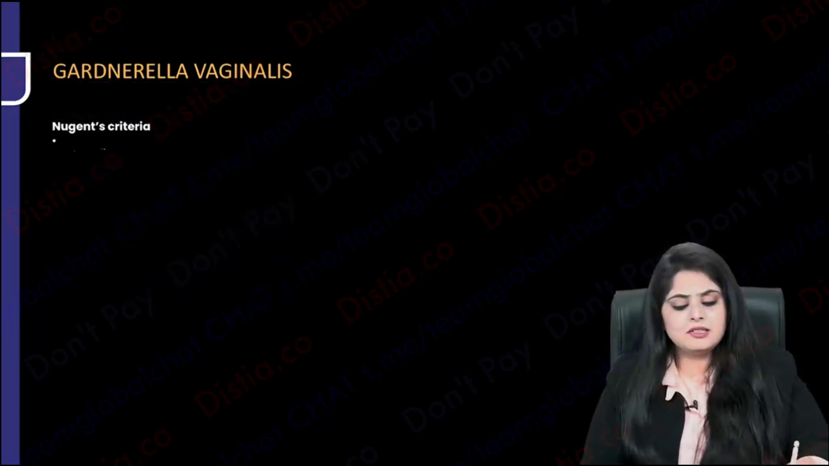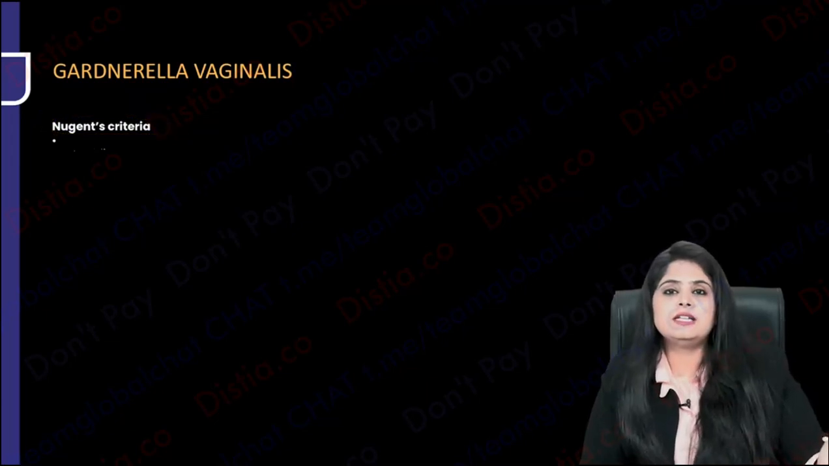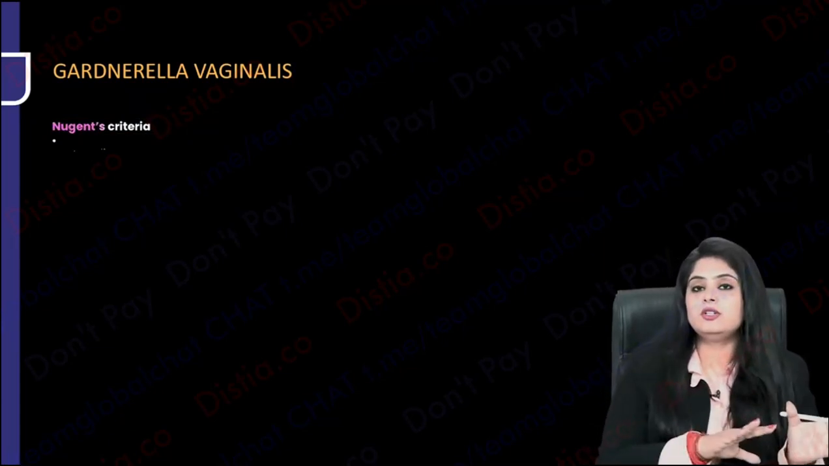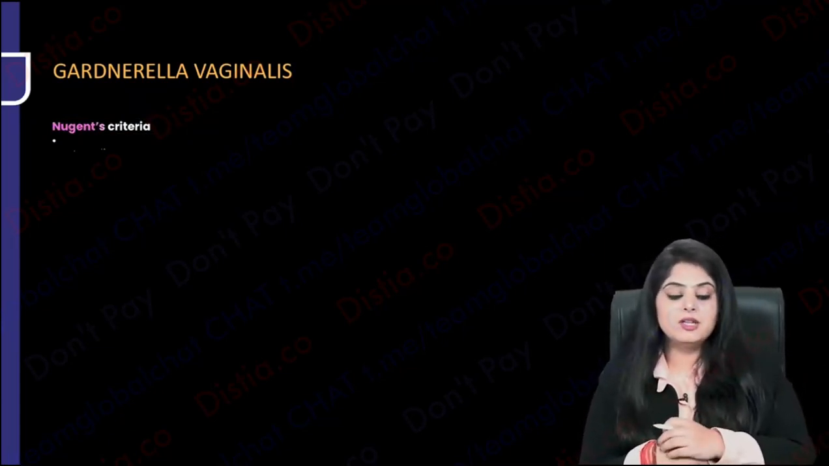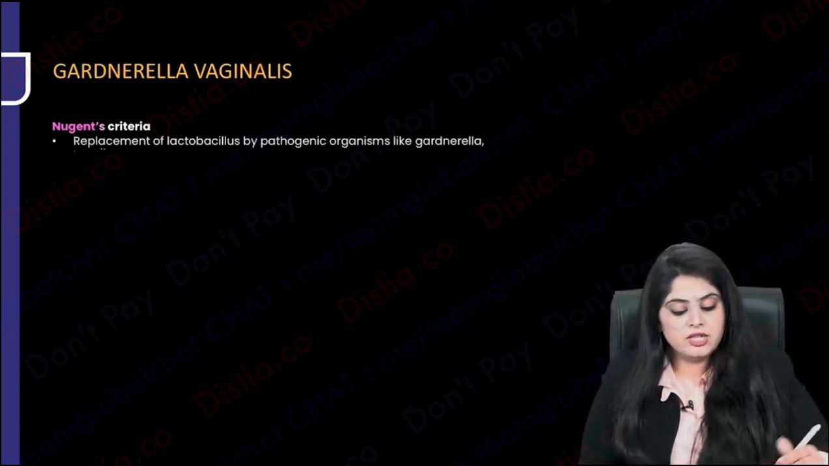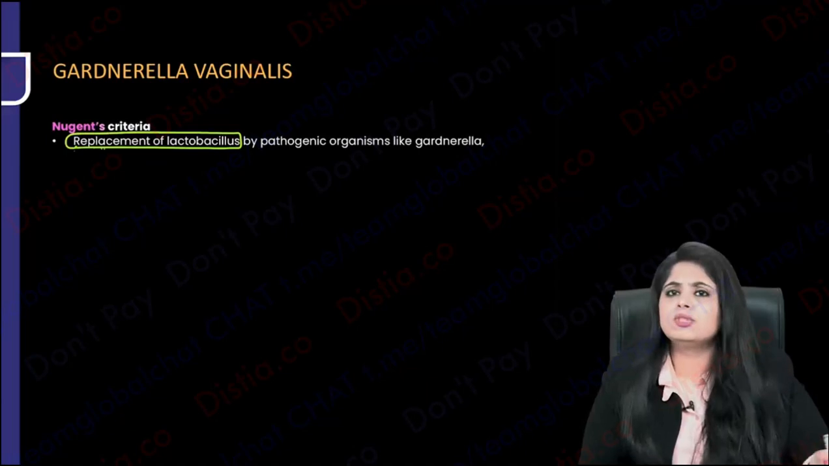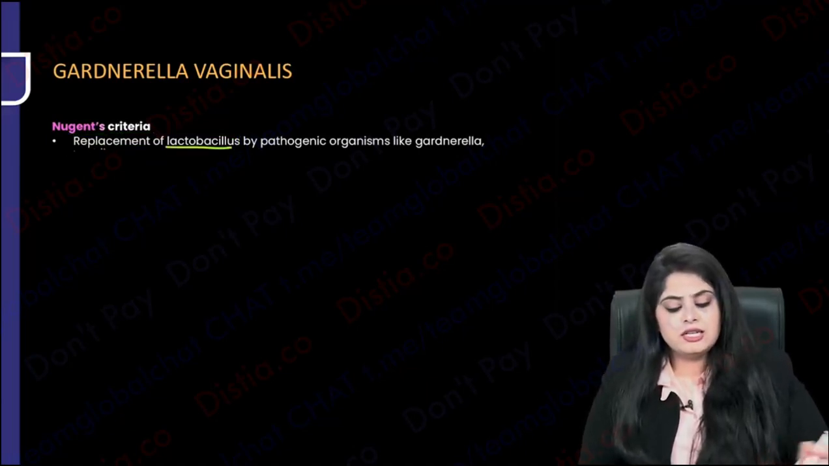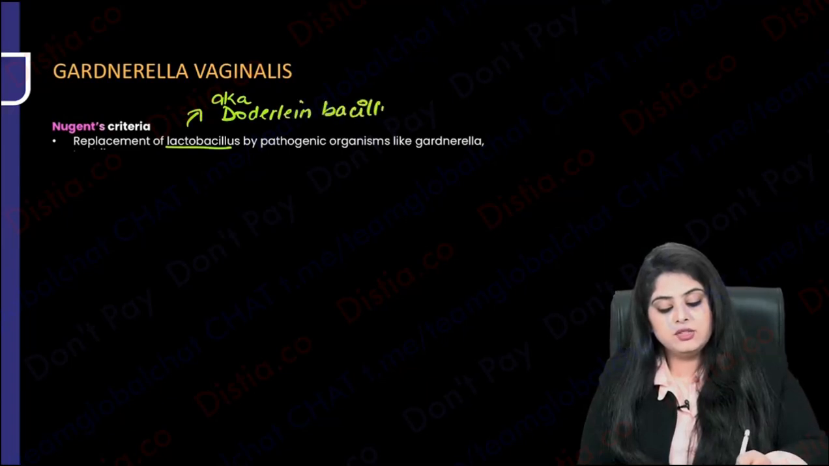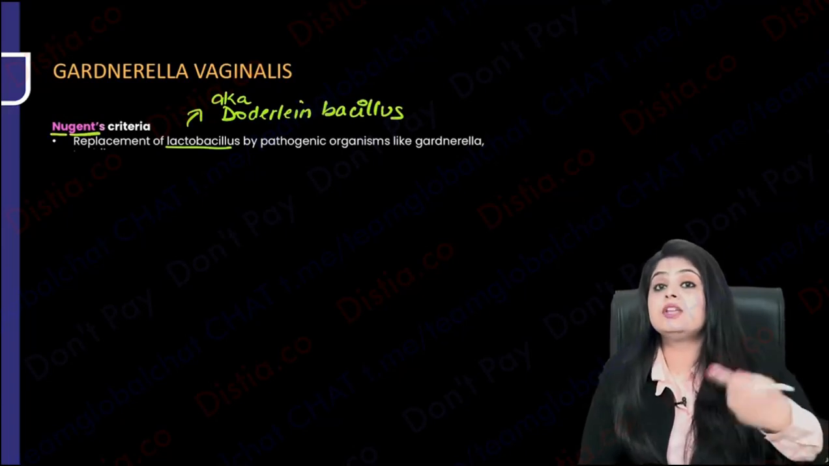You also remember there's another criteria called Nugent's criteria, and now I have learnt it is new generation. Old generation replaced by new generation. What is the usual old generation of the vaginal tract? The old generation is lactobacillus. This is normal, commensal. Lactobacillus is also known as the Dodderlein's bacillus, but now the new generation is going to come.